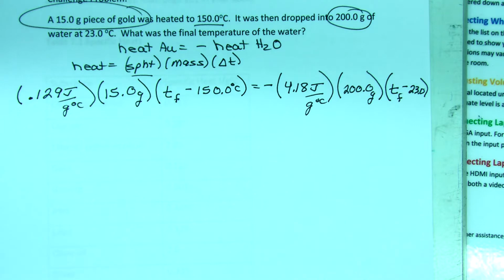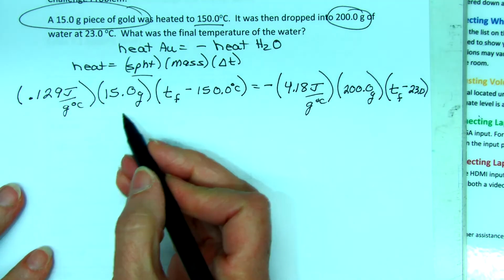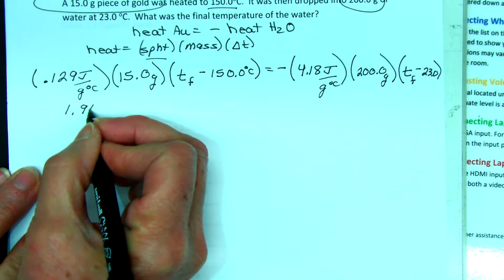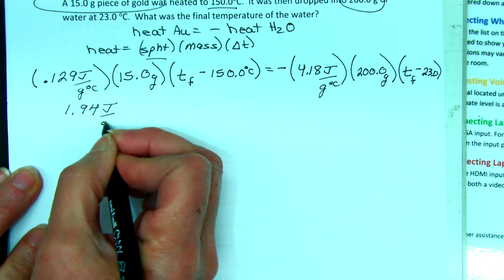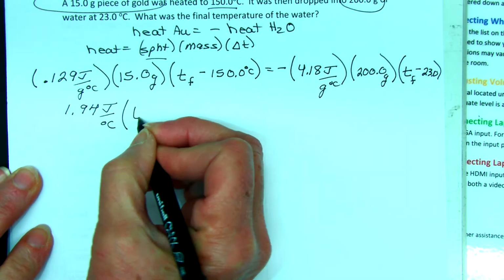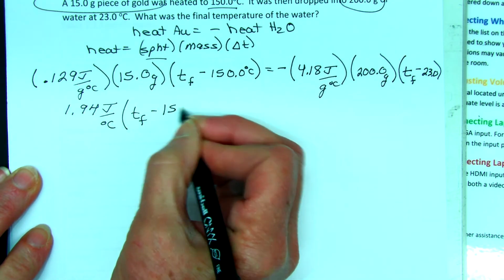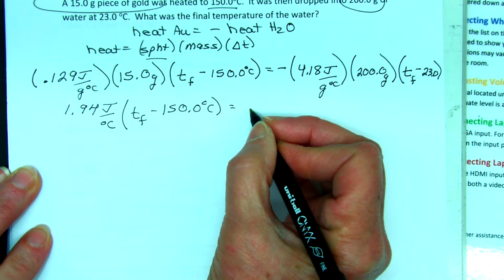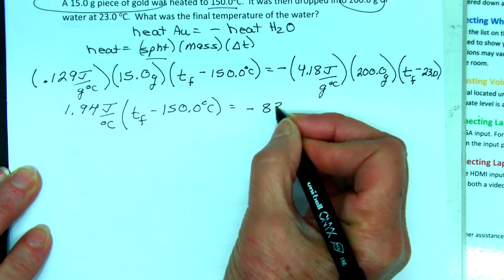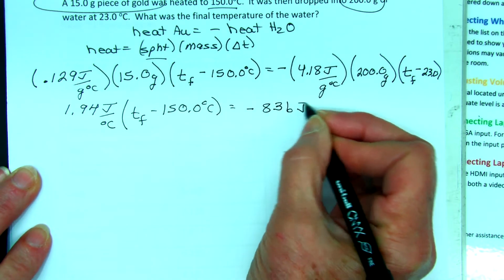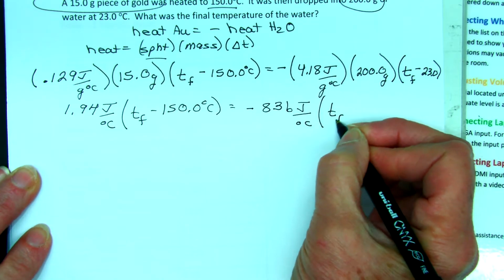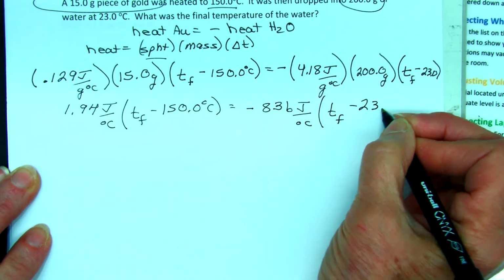So when we look at this, the first thing I'm going to do is just multiply these two numbers together. So I get 1.94 joules per degree C times T sub F minus 150 degrees C. That's equal to a negative 836 joules per degree C times T sub F minus 23.0 degrees C.